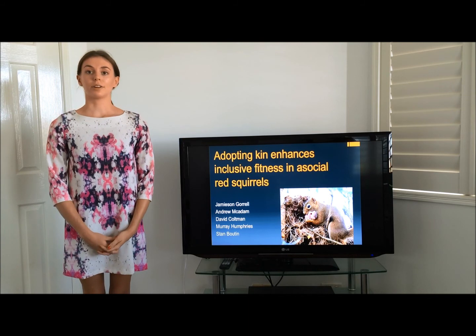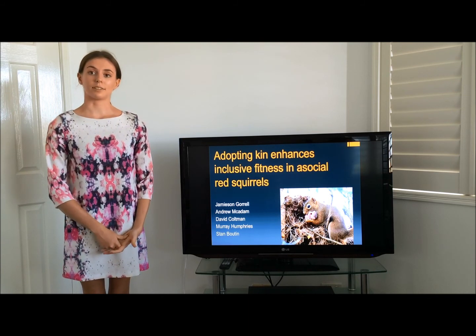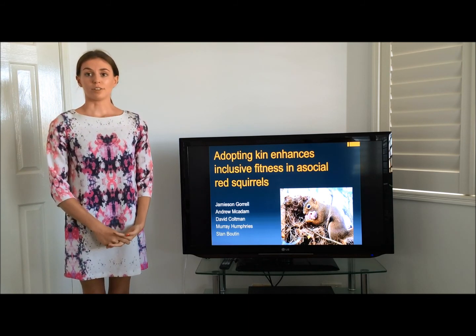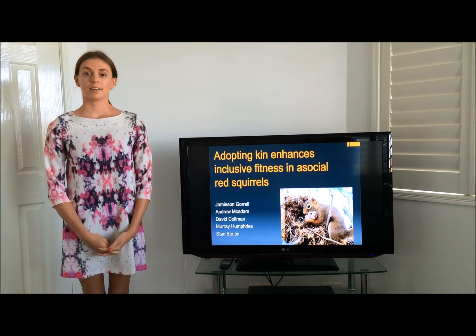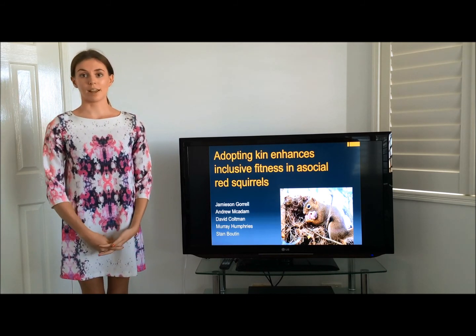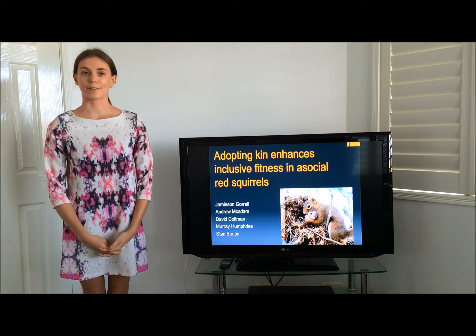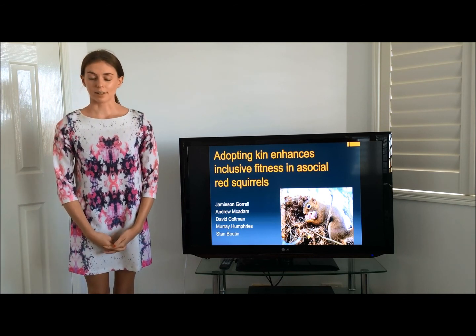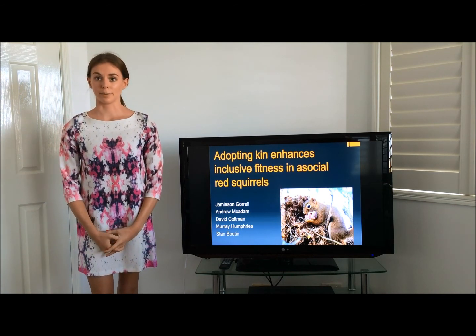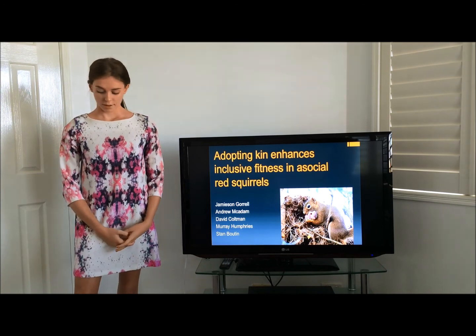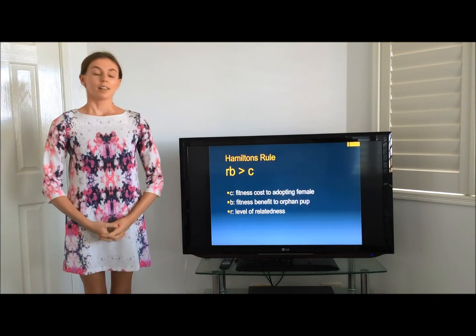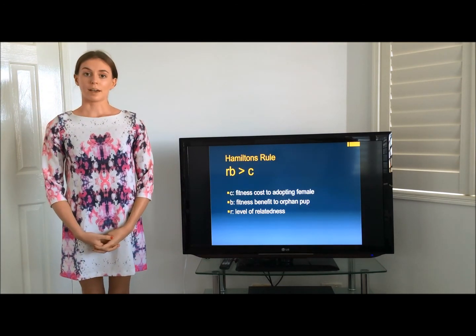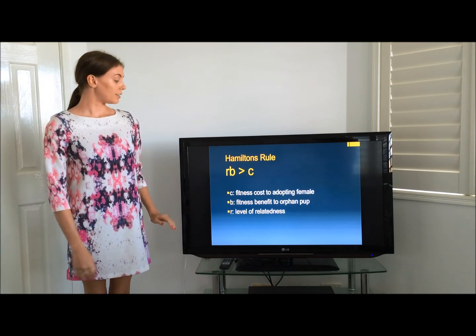The monitoring included observing the deaths of females that had recently given birth, whether an adoption occurred after these deaths, and if one did, what was the level of relatedness between the mother and the adopting female. The level of relatedness is applied to Hamilton's formula, which is displayed on this slide. The level of relatedness is determined by the pedigree and then is applied to the other factors.